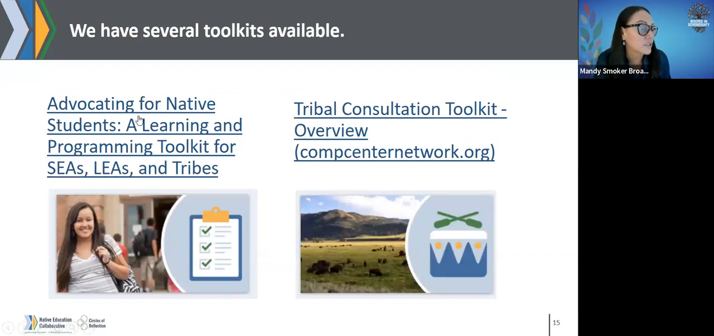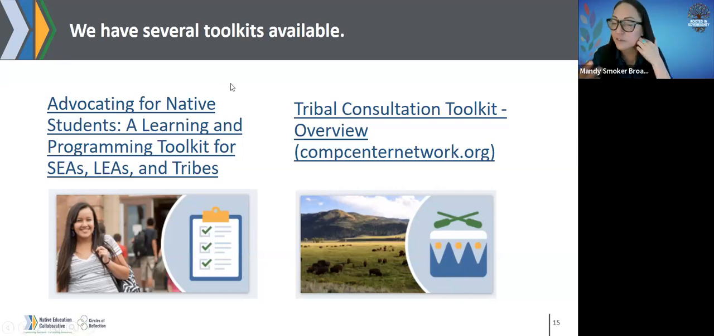I already mentioned these briefly, but there are 2 toolkits that we have developed over time: Advocating for Native students, and the Tribal Consultation Toolkit. Again, we hope that communities, tribes, and schools find those useful in their own efforts.